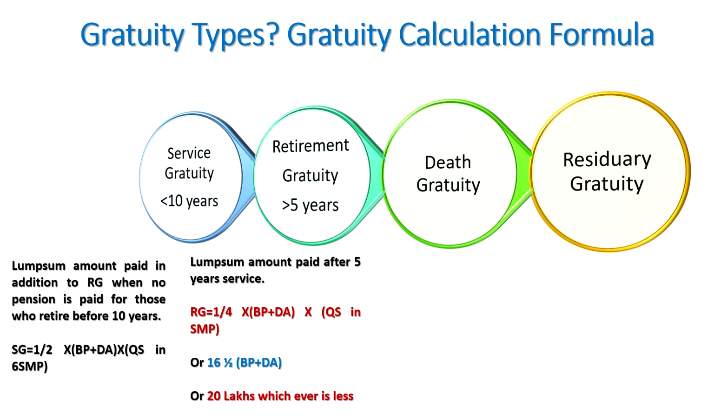And 16 and a half times this basic pay plus DA, or 20 lakhs, whichever is less of 1, 2 and 3. There are 3 points. One is 1/4 of basic pay plus DA into qualifying service, or 16 and a half times basic pay plus DA, or 20 lakhs, whichever is less of these 3 will be paid as retirement gratuity to the employee who is retiring.